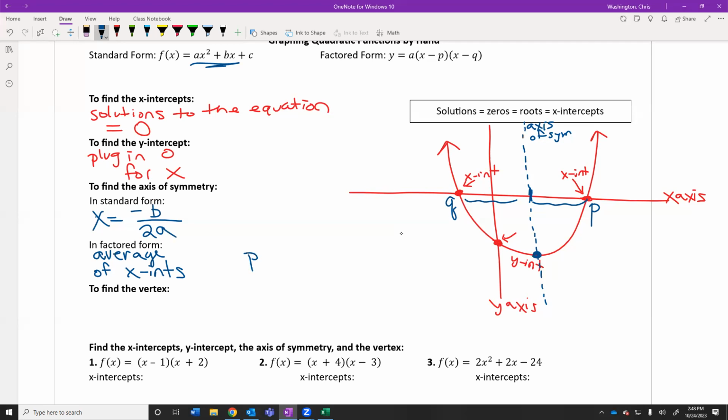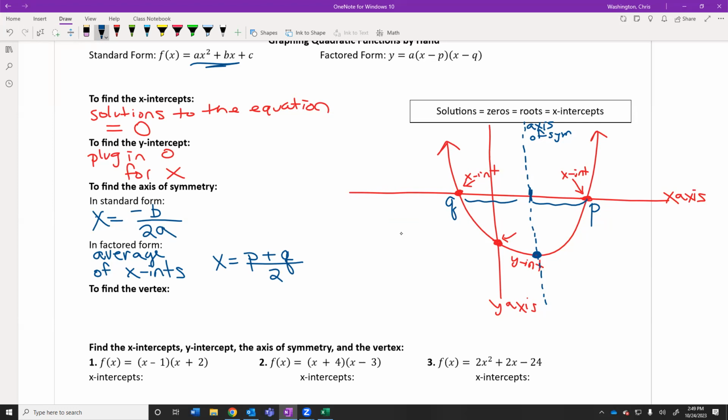So how might we find the axis of symmetry if we know the x-intercepts? Well, we're just going to find the average of two numbers, which is literally just adding those two numbers together and dividing by 2.